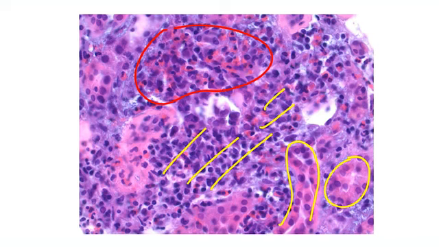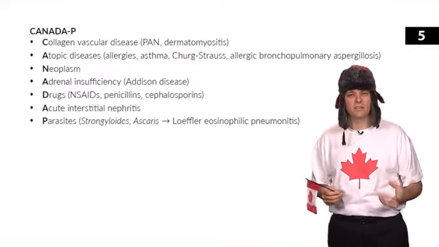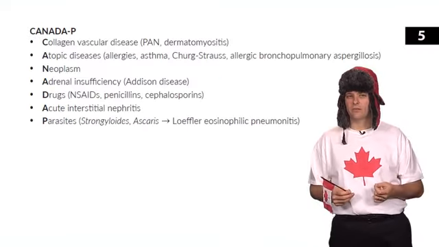And you can see all these pretty red eosinophils. So those eosinophils suggest that this was an allergy to the drug that caused this. And you might see peripheral eosinophilia with this. That's what we're talking about here, peripheral eosinophilia, serum eosinophilia. And then the P is for parasites, things like Strongyloides and Ascaris.